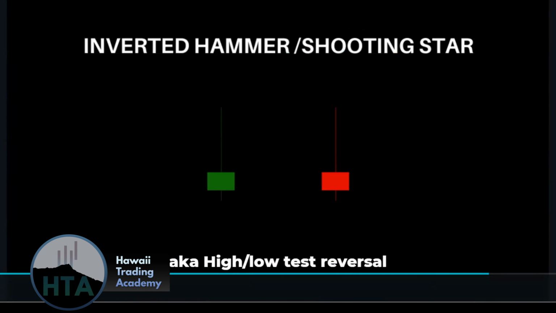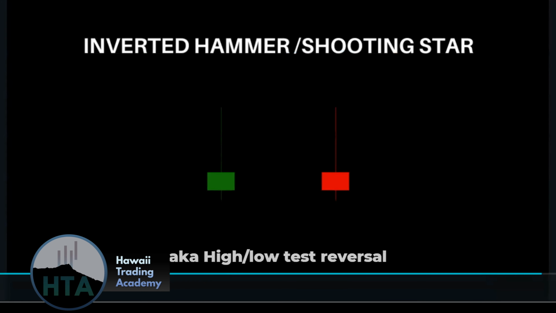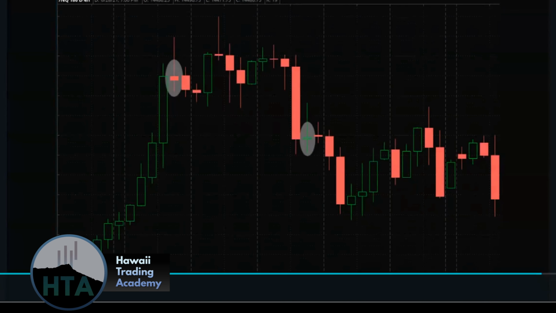So the third type of candle we're going to be going over is the inverted hammer / shooting star, aka high / low test reversal. So many names, like I said, on your candles, and it does represent a certain movement in price. So here are some real life examples that I found in the futures market. You can see I have it circled here.